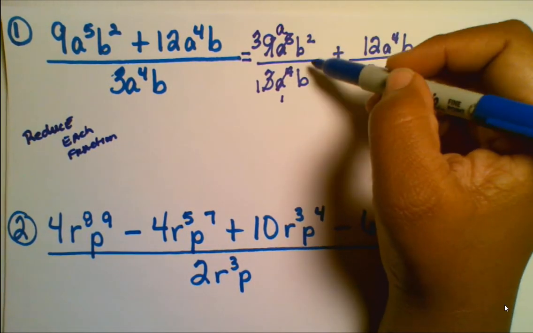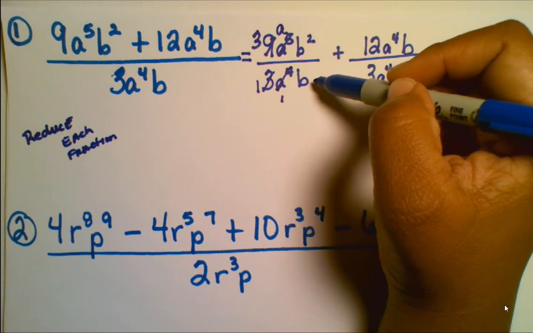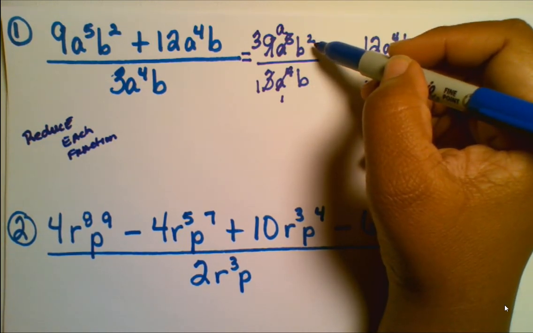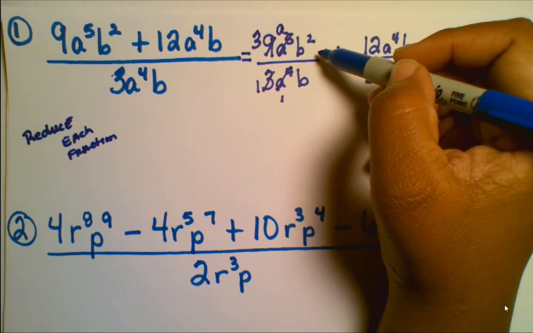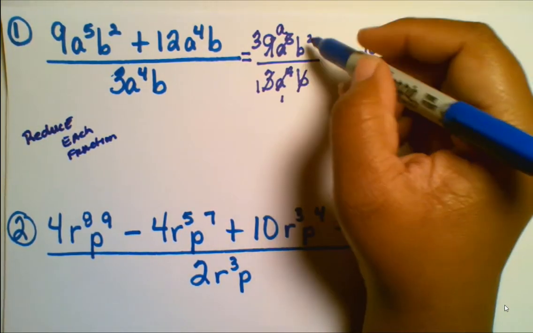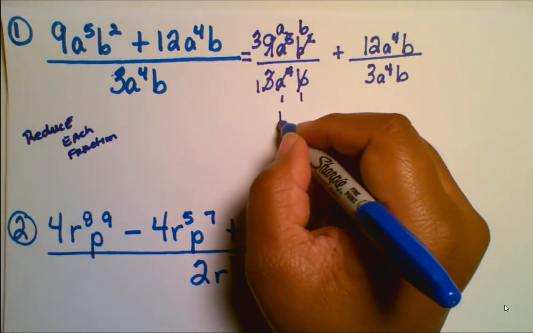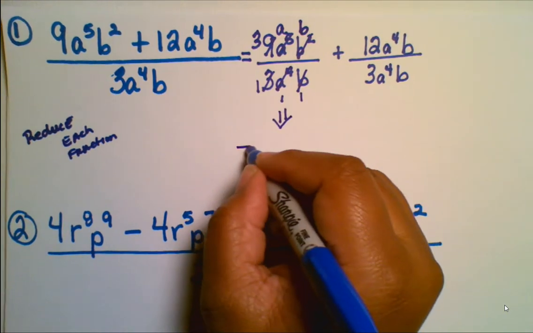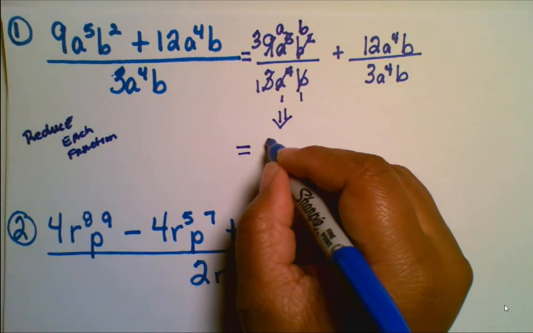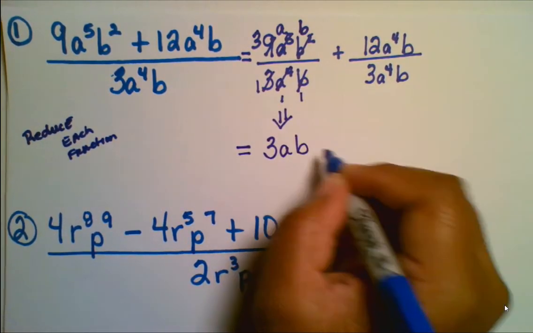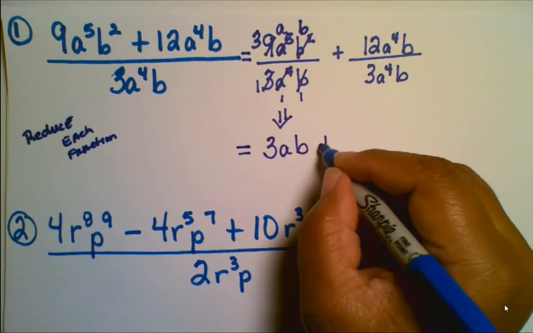And then for our base b, in our denominator we have a b, and in our numerator we have b squared. We have the greatest amount of b's in the numerator, so that's where we're going to place our answer. So we subtract a b out of b squared, and we have a b left. So this first term reduces to 3ab. Let's look at the next term.